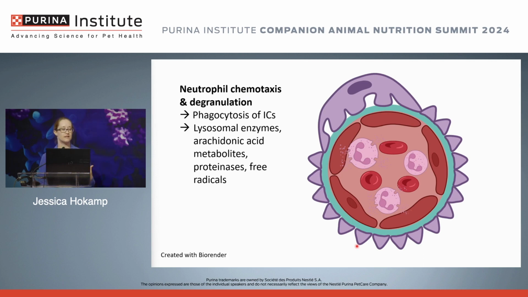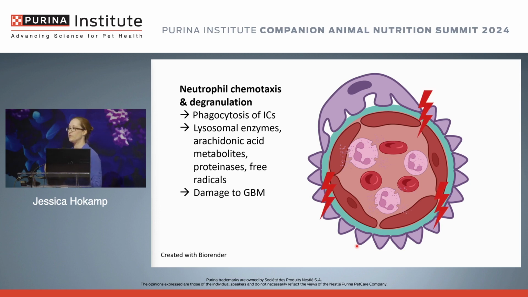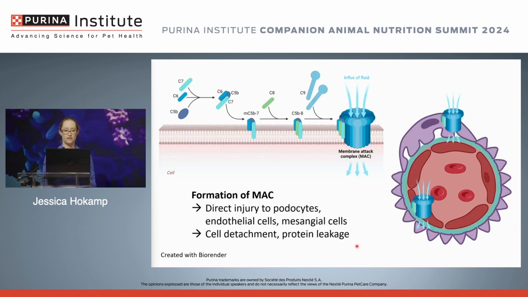Neutrophil chemotaxis and degranulation from the anaphylatoxins, so these neutrophils are drawn into this area. Their goal is to phagocytose the immune complexes, but in this process, when they degranulate, we have release of lysosomal enzymes as well as other products, free radicals, that cause damage to the glomerular basement membrane as well as other cells and components throughout the glomerulus.